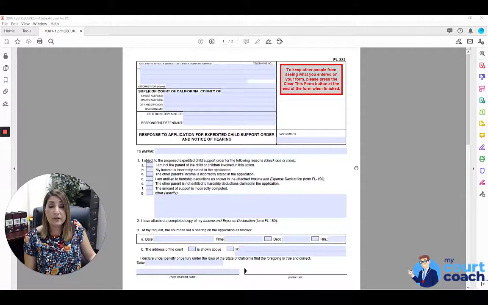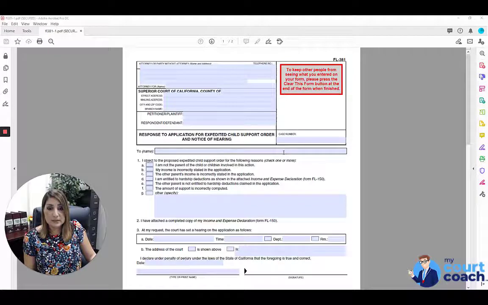If you are filling out this form, chances are that you have been served with an FL-380 and an FL-382. That's the application for an expedited child support order, and you've been put on notice that unless you file a response objecting within 30 days of service, the requested amount that the other side is requesting can become an order of the court.